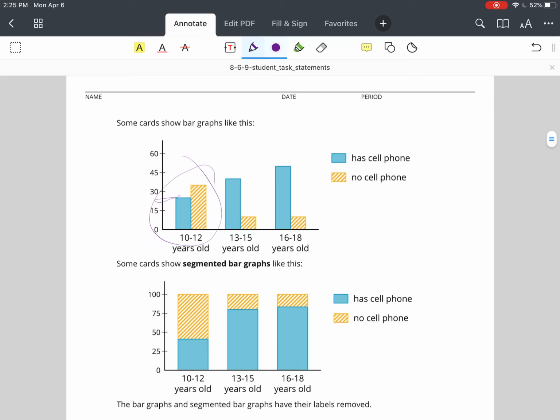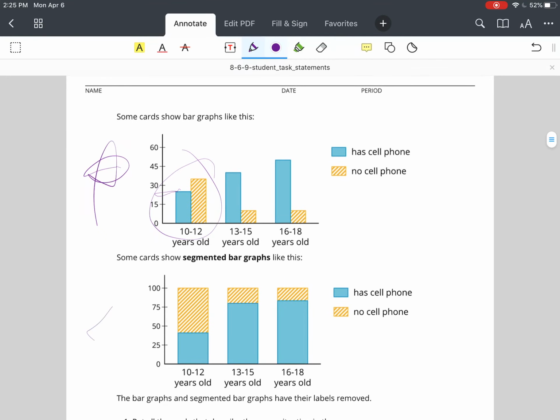Which one makes more sense to you? Both of these represent the same thing. The bottom one is the segmented bar graph. Which one do you like best, the top one or the bottom one?